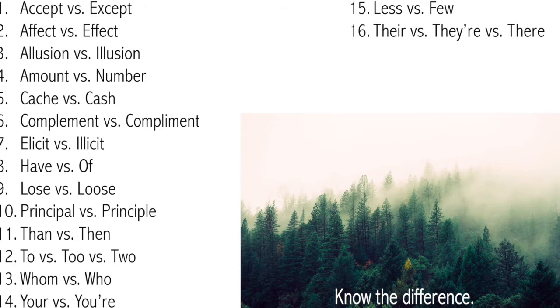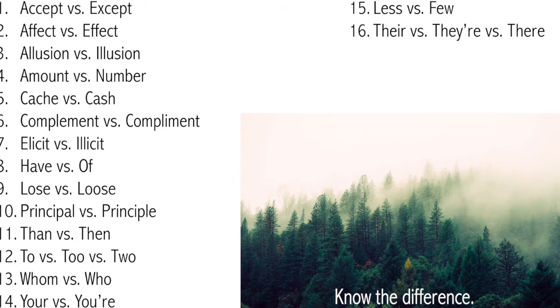Allusion versus illusion. Allusion, or the one that begins with A, is when I'm referencing a certain piece. So if I say I have a dream, I'm alluding to Martin Luther King. Illusion is a mirage of sorts. Amount versus number. Number tends to be something that you can count. Amount is something that you do not count. Cache versus cash. The former is a hidden stash of something. So I could say a cache of weapons. Cash is money. CASH is money.